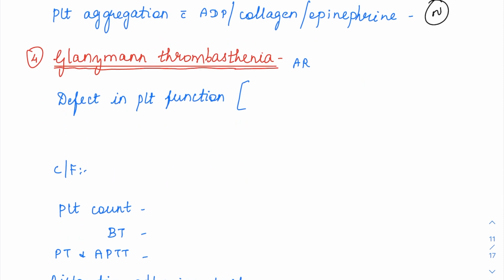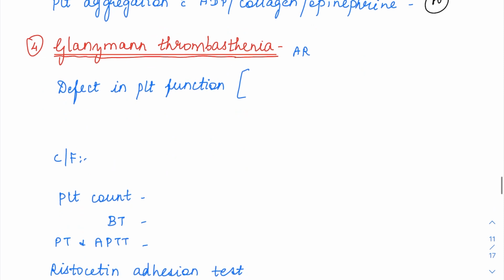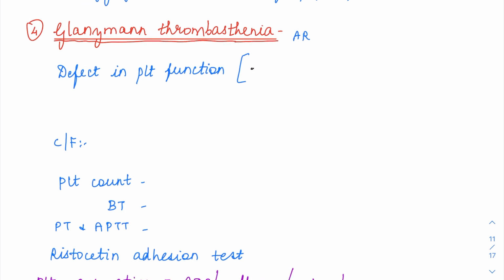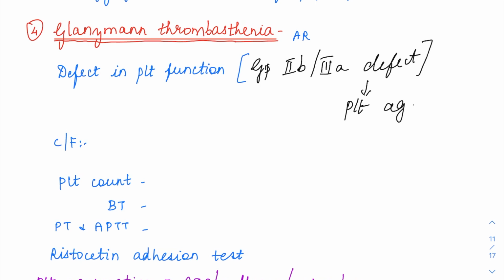So the second platelet function disorder will be Glanzmann thrombasthenia. This again is an autosomal recessive condition. Here the platelet function is defective because there is going to be a defect in the glycoprotein 2b3a. So glycoprotein 2b3a is defective. What will be defective here? Platelet aggregation. So platelet aggregation cannot happen properly.